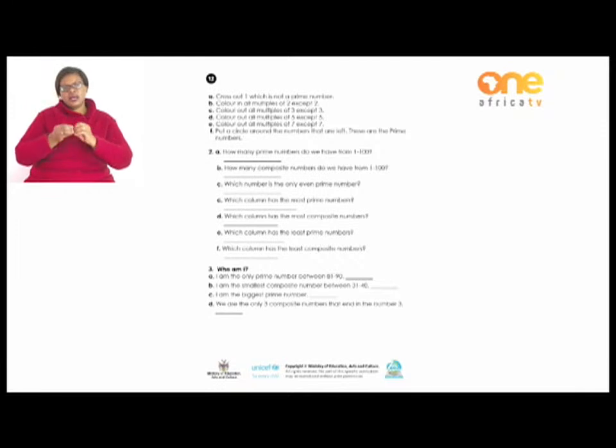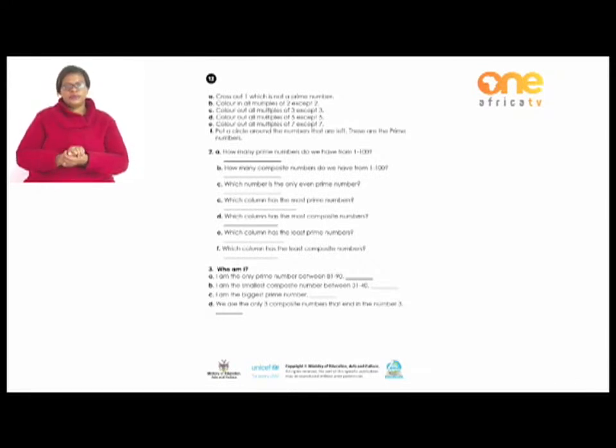Number 3, I am the biggest prime number. Now, obviously, this will mean the biggest from 1 to 100. Okay, so keep it within the table, right? In other words, in that table that you have just completed, which number is the biggest prime number?